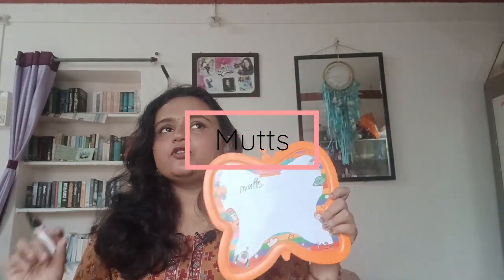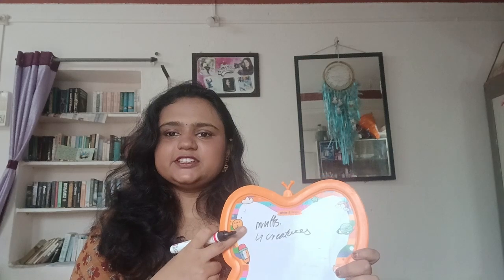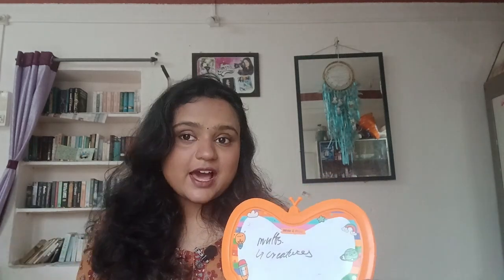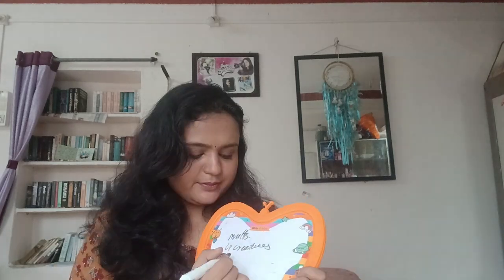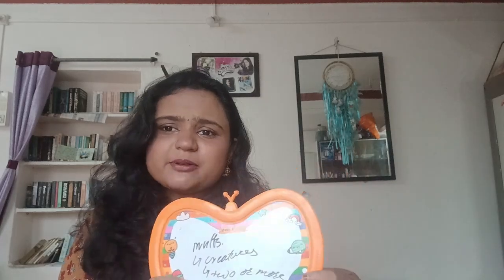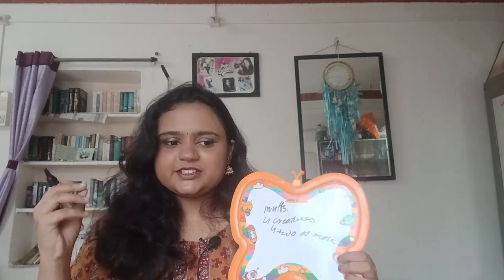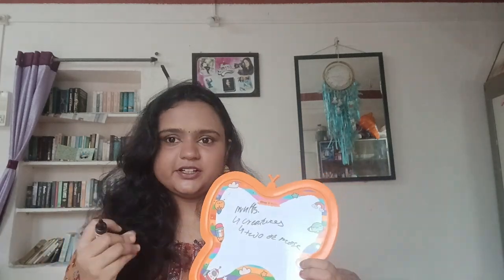Mutts. So what are mutts? Mutts are basically creatures which are created in a lab by Capitol people by combining two or more animals, or sometimes they have just added a weird feature to an existing animal. They are very gruesome and they are built to kill.